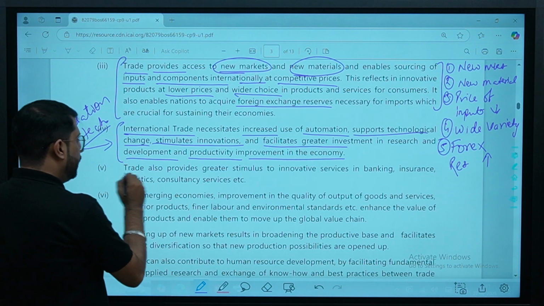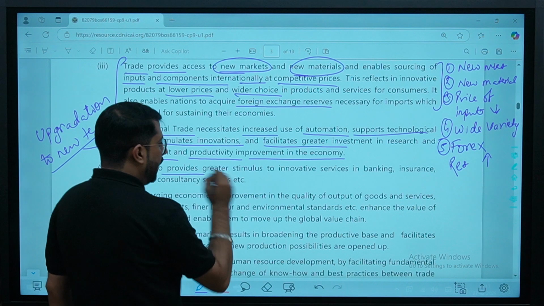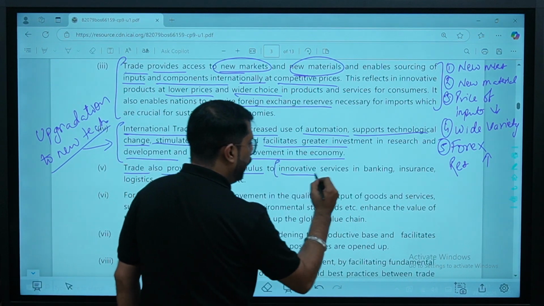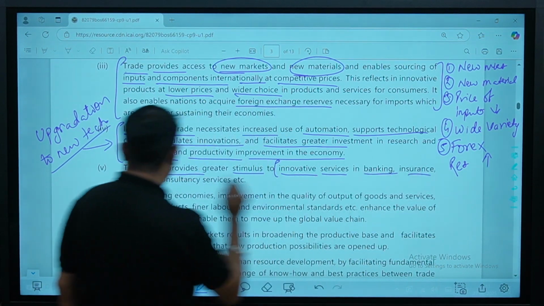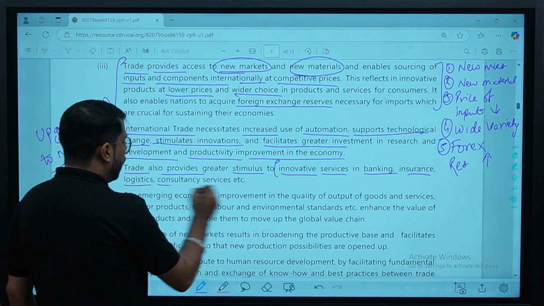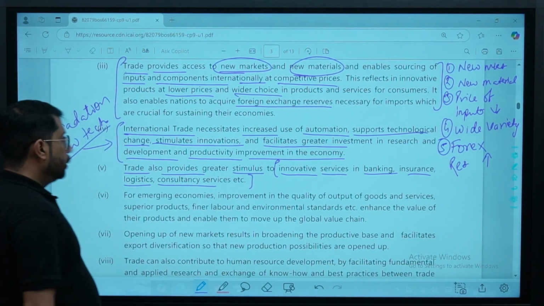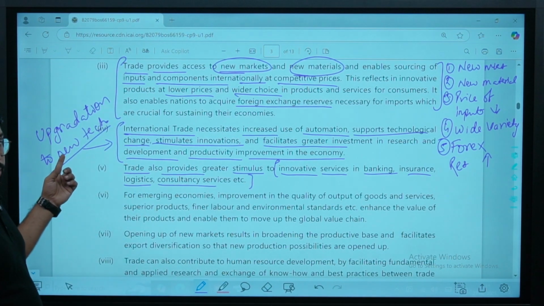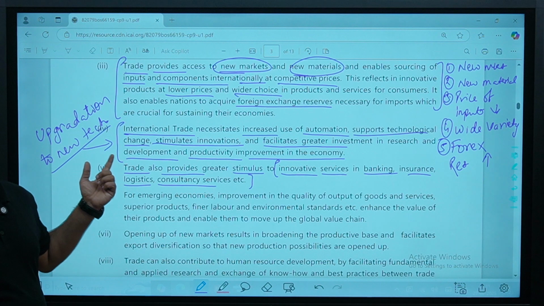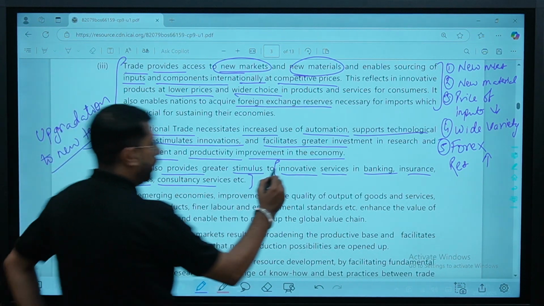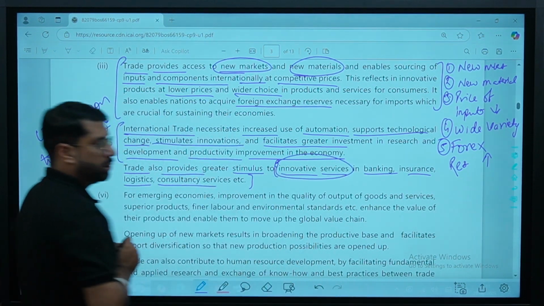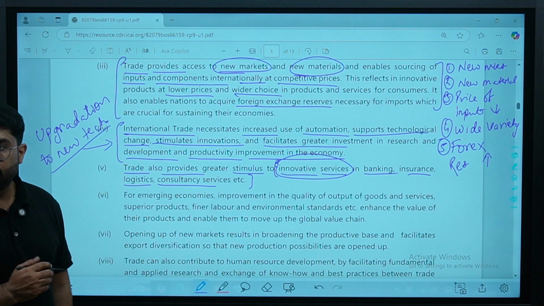Then we have trade also provides greater stimulus to innovative services in banking, insurance, logistics, consultancy services, etc. So high technology you don't get only in production of goods, but also in services. So you get innovative services. Are you clear? Yes or no?